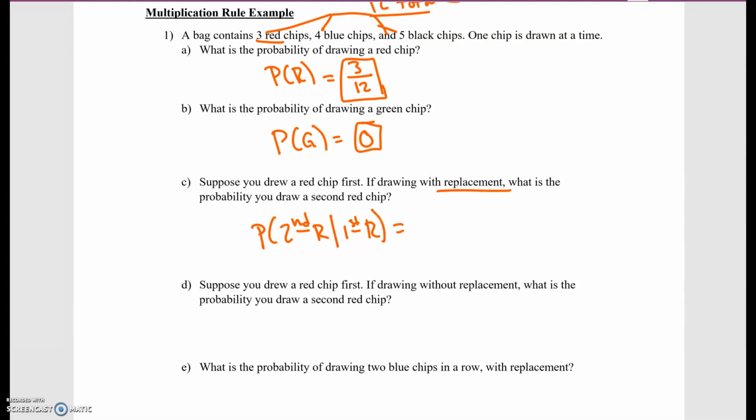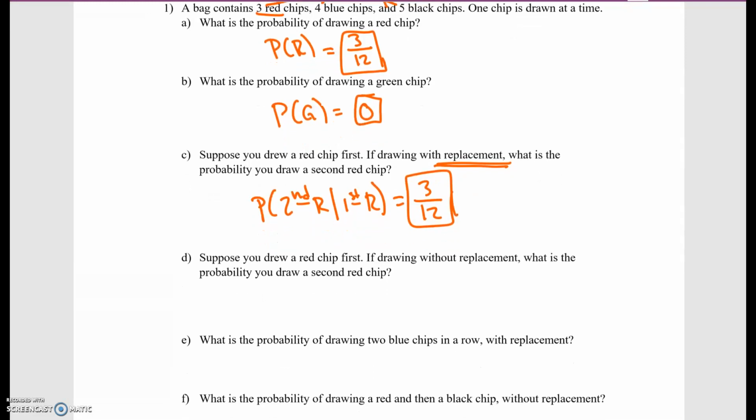Well, the first one being red didn't really affect anything. So the probability of getting a second red chip is not going to change, it's just going to still be 3 out of 12. I didn't do anything with the first red chip, I just replaced it, so it's as if nothing has happened. So these were independent events.